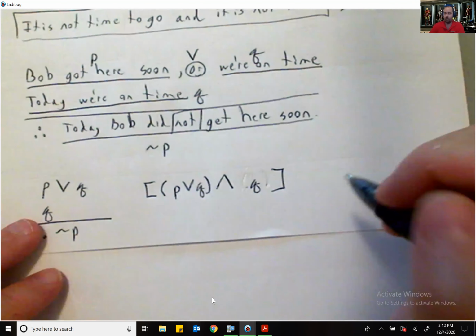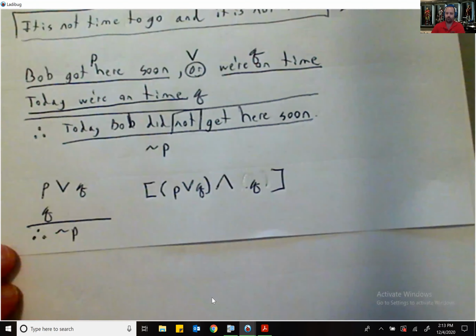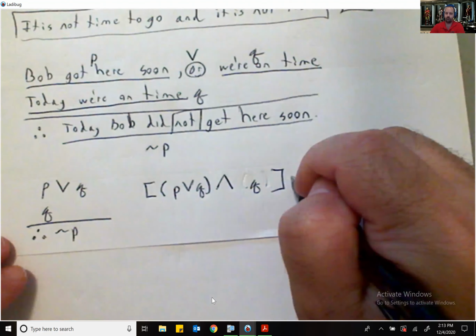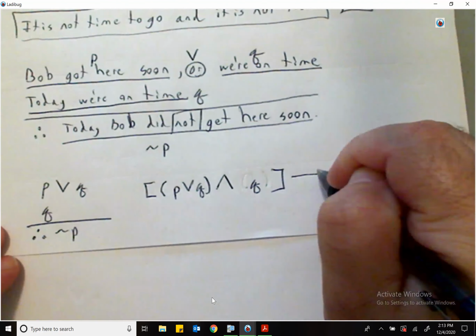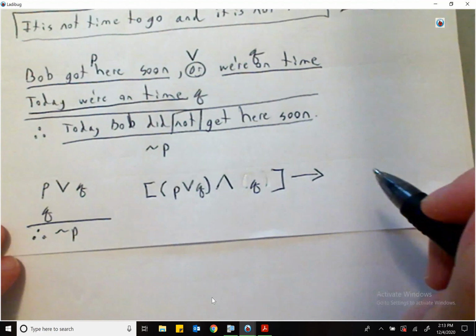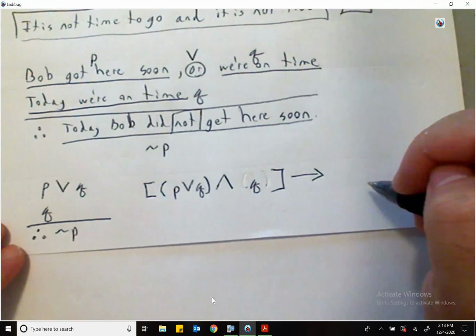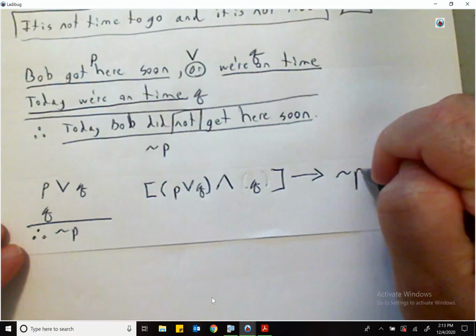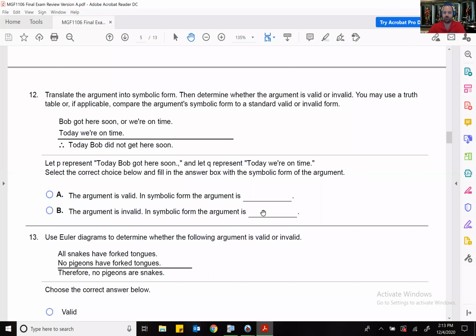All right. What do the three dots turn into? An arrow. An arrow becomes a conditional. And then what comes after my arrow? Negate P. So this is what's going to go in one of these two blanks. Yeah, that's the symbolic form of the argument.